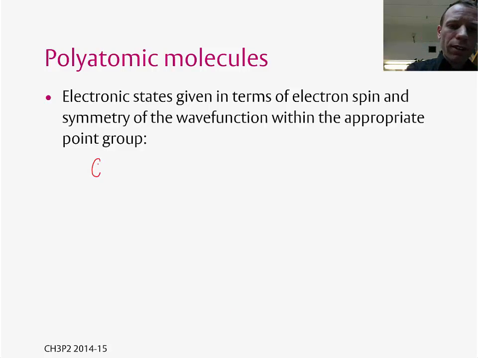So if we have a molecule like O3, so we know the shape of this molecule, so this shape, so it's in C2v symmetry. The ground state of this molecule is a singlet A1. So singlet because it's a closed shell molecule, and A1 because the symmetry of this electronic state has A1 symmetry.